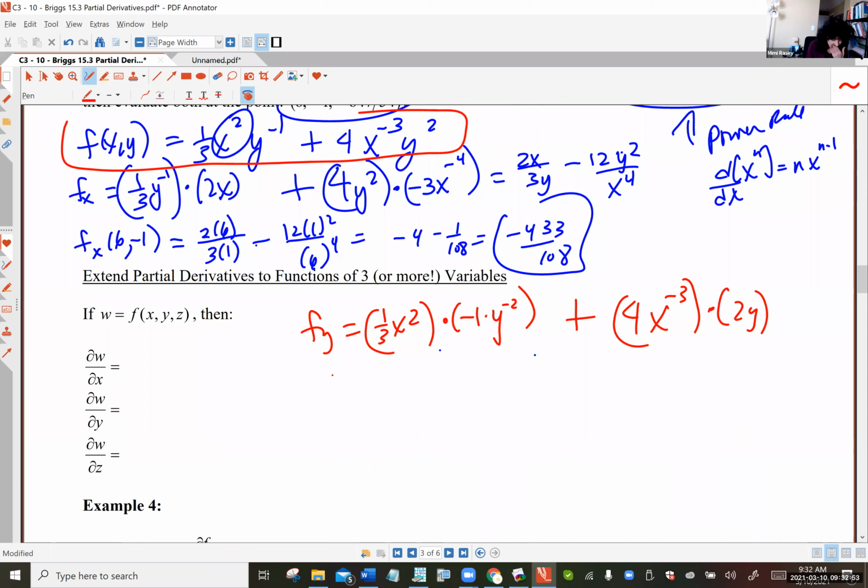So after rewriting with positive exponents, so it looks a little prettier, you'll have -x squared divided by 3y squared plus 8y over x cubed.